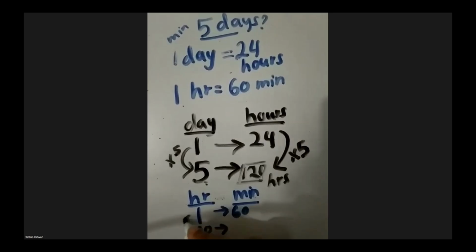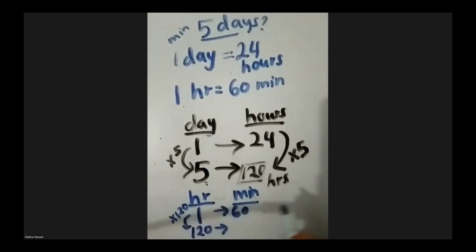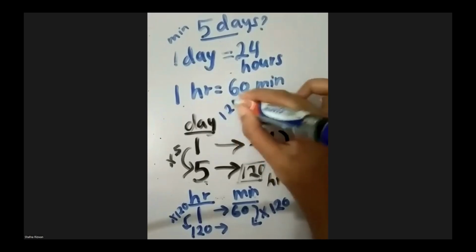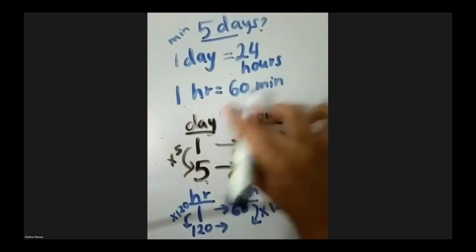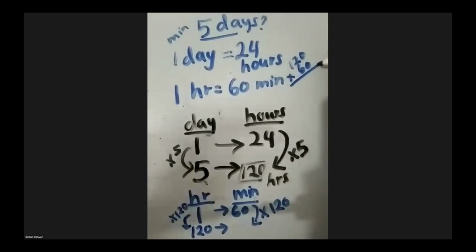From 1, how did it become 120? By multiplying it by 120. Then here, how can you find the minutes? Here also same, multiply 60 by 120 itself. Now, if you multiply this 120 by 60, then how much will you all get?